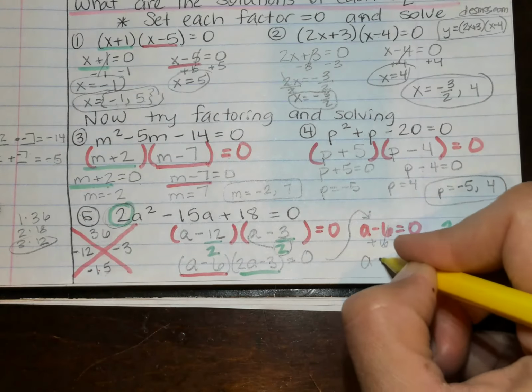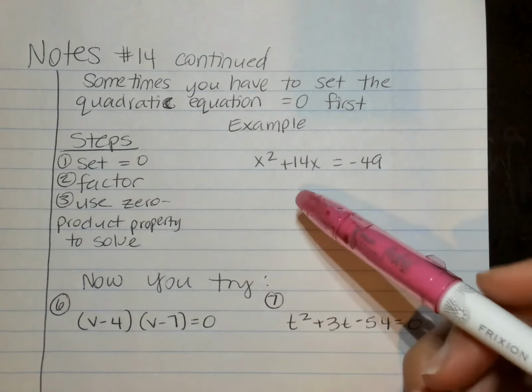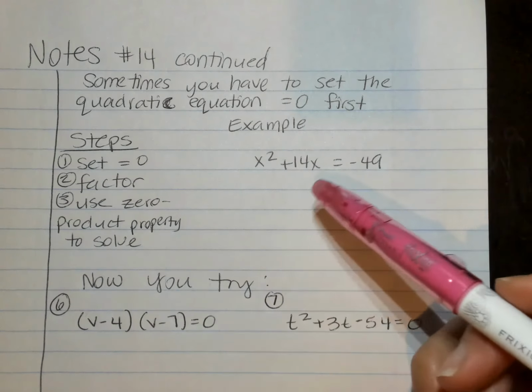All right, notes number 14 continued. So these are just a few examples. Oh, it's only one, and then you'll try some. Just one example real quick to show you, like sometimes you have to set the quadratic equation equal to 0 first. So if you look at this equation, it's not equal to 0.